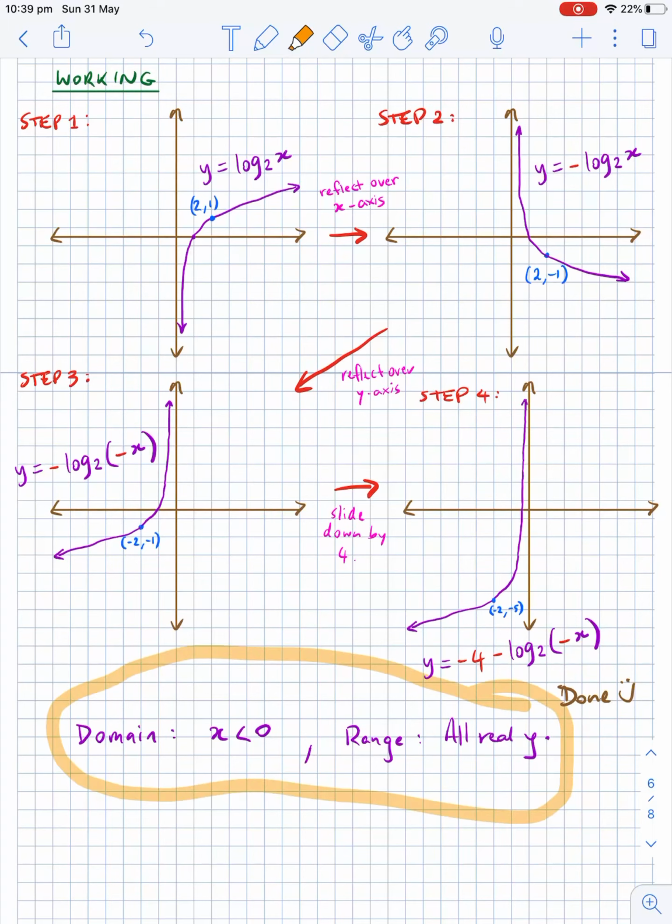Now let's have a look at the domain and range of this function. So you can see here that our x values are going to be all these negative values here. It never gets to this side, so x has to be less than 0. And for our y, we can see that we've got all positive y, it goes all the way up to infinity, and these will eventually go all the way down to -infinity. So it's going to be all real y for our range.